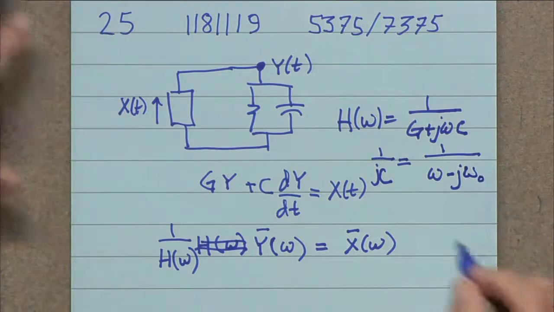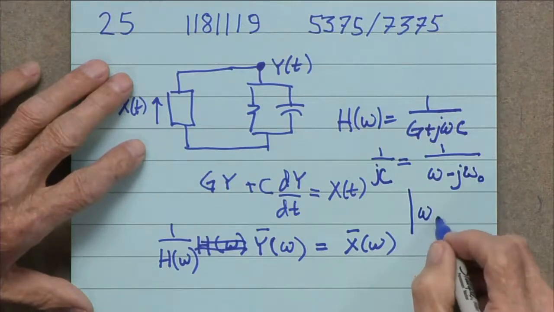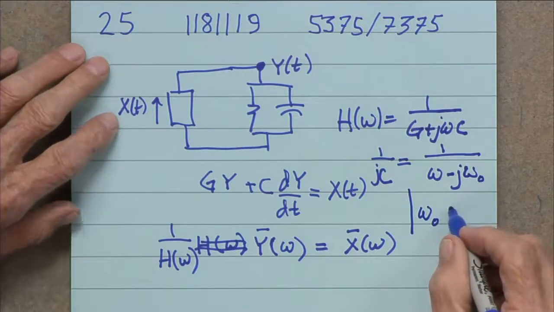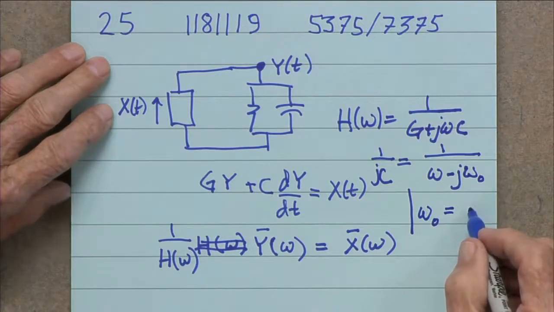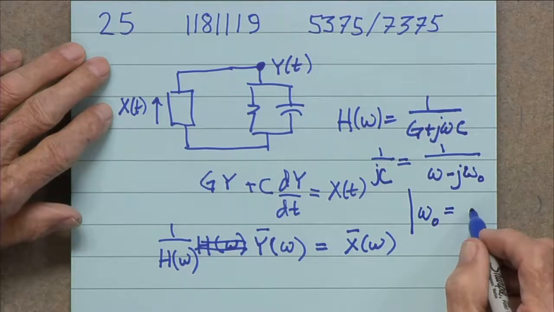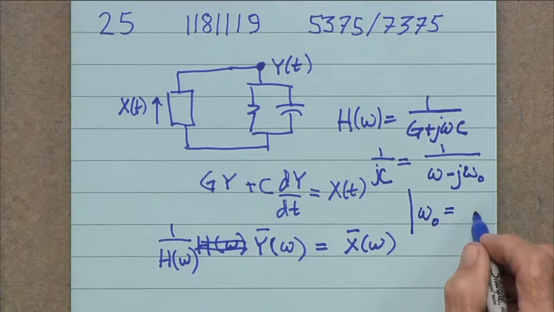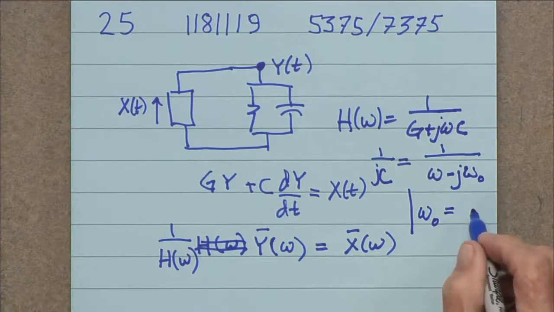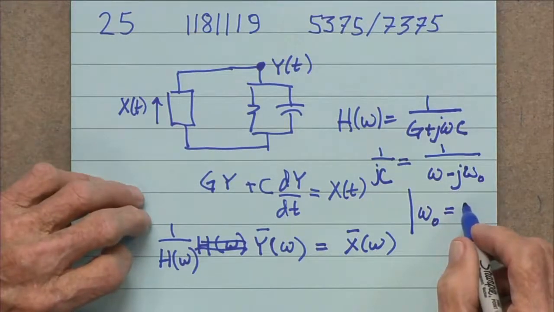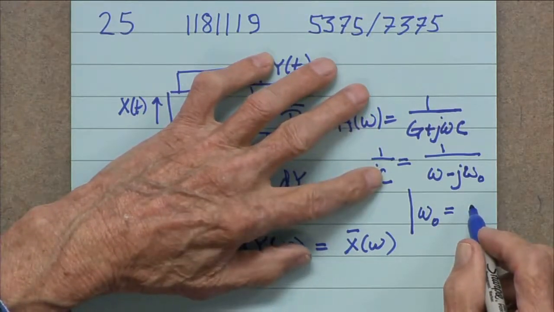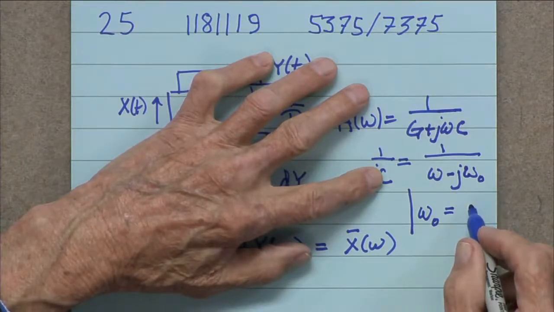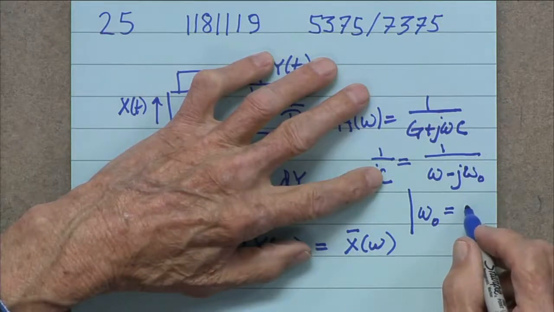and omega o is C divided by G. No, it's G divided by C, right? Factor out j C, minus j. So that would be minus j G over C.